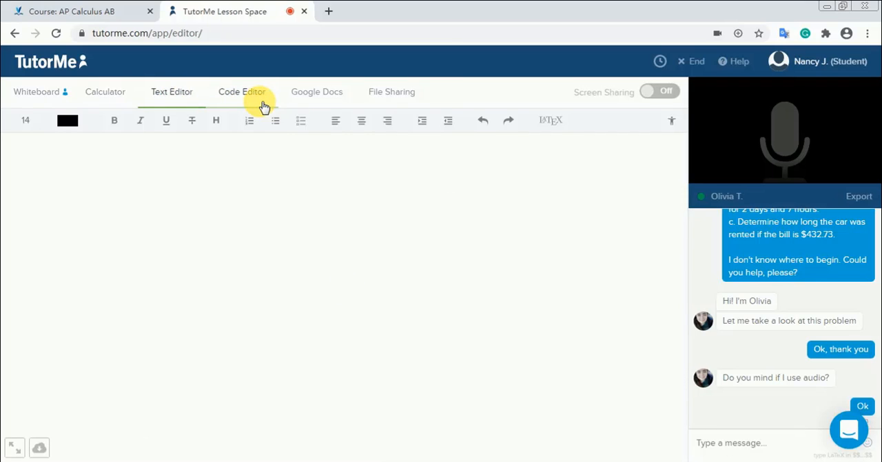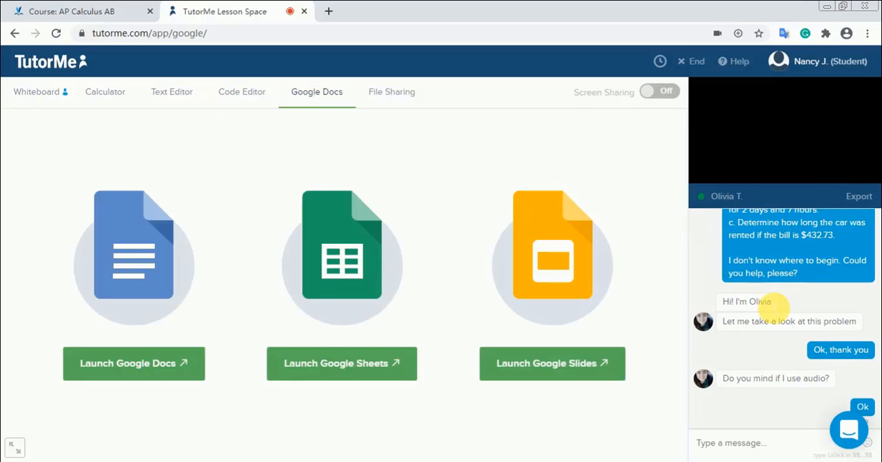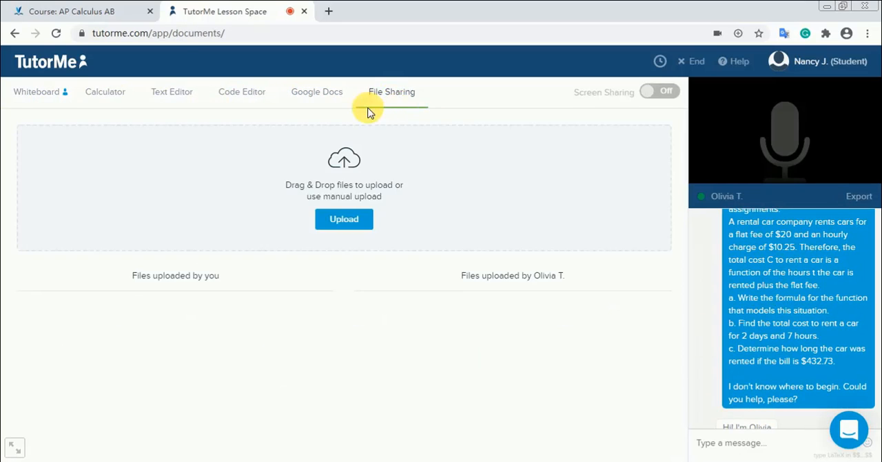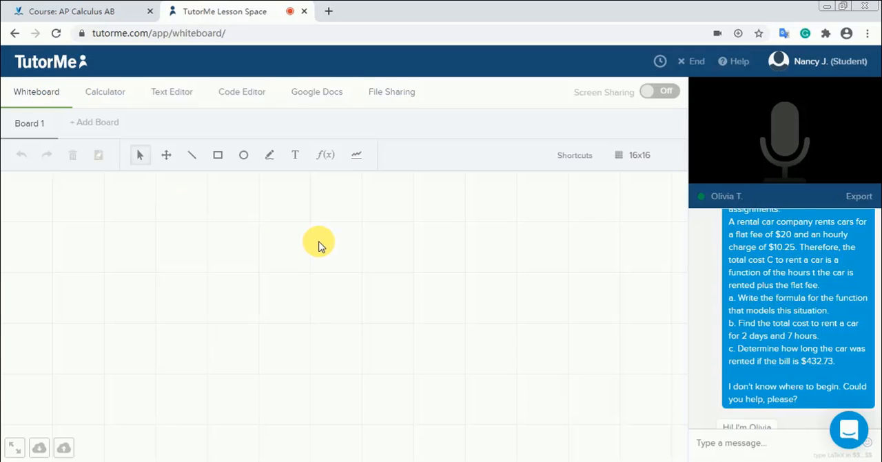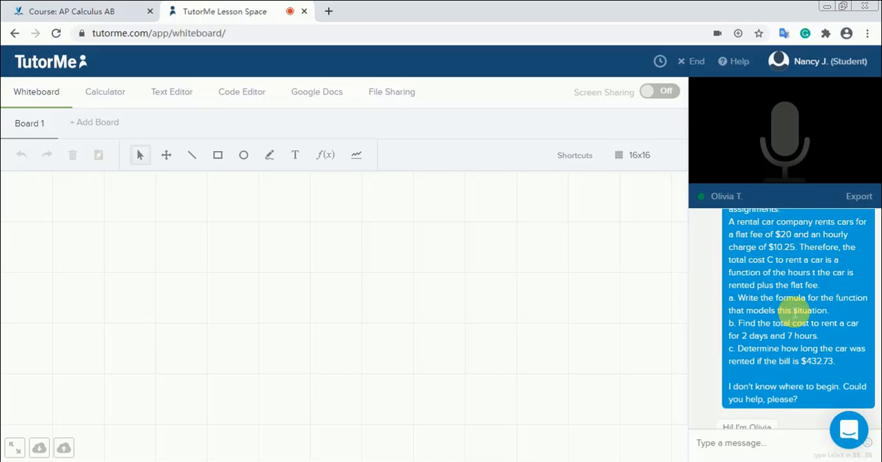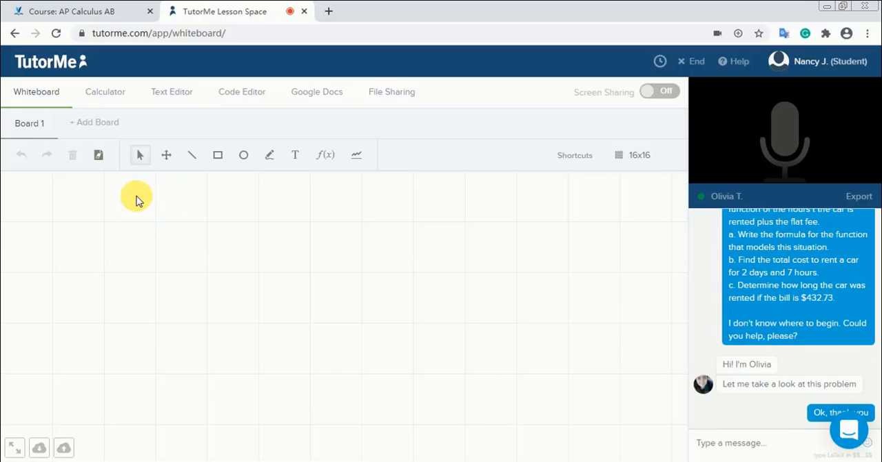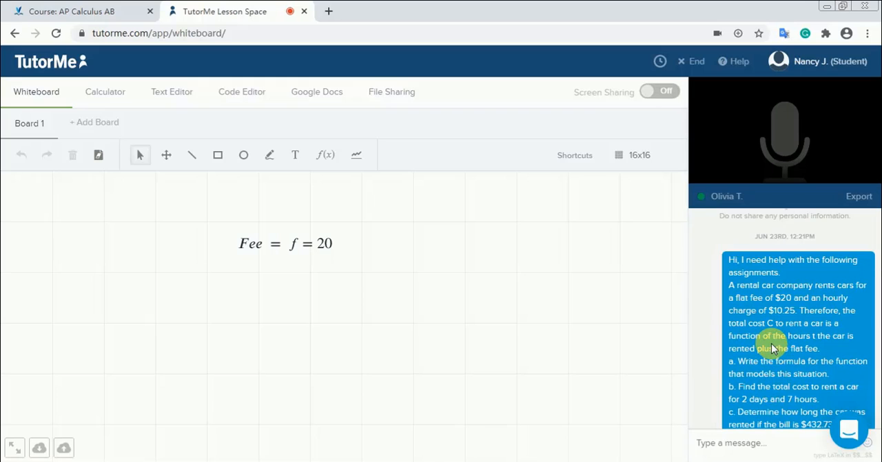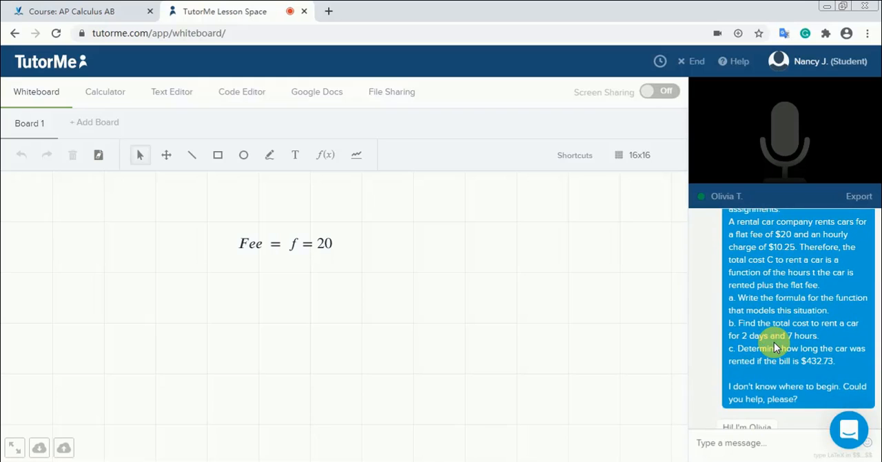So our flat fee, what variable do you want to use for that? You just want to do an F for fee? Or maybe we can do an F as rent fee. So the flat fee, so our fee is 20, right? Because it says our rental car company rents a car for a flat fee of $20. So our F is 20, right? Okay. So now we have an hourly charge of $10.25.